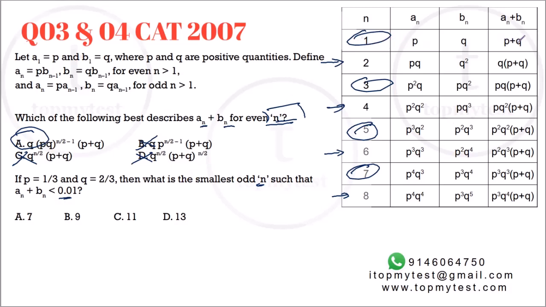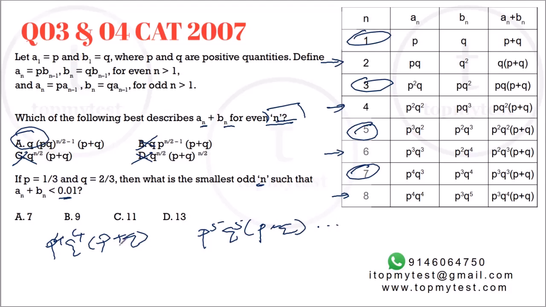For 1, it is p plus q. For 3, it is pq into p plus q. For 5, it is p square q square whole times p plus q. For 7, it is p cube q cube whole p plus q. For 9, it will be p to the power 4 q to the power 4 whole into p plus q. For 11, it will be p to the power 5 q to the power 5 whole multiplied by p plus q, and so on. Right? You need to find which of them the smallest value is 0.01.